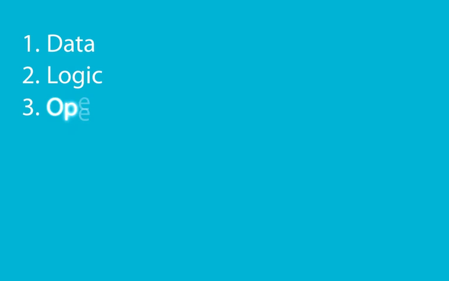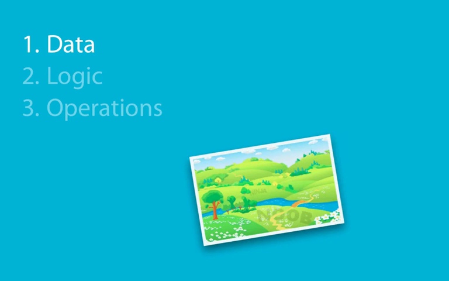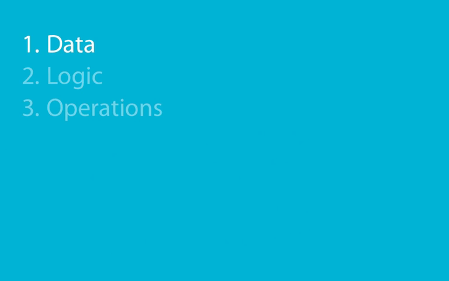So here it is. Programming is a combination of three things: data, logic, and operations. Most of the time, the goal of programming is to automate tasks that might be error-prone, time-consuming, or plain boring to do manually. Data is any kind of information that can be captured digitally. This could be a list of names, a set of addresses, or digital photos, among other things.